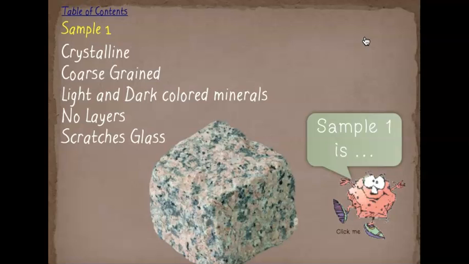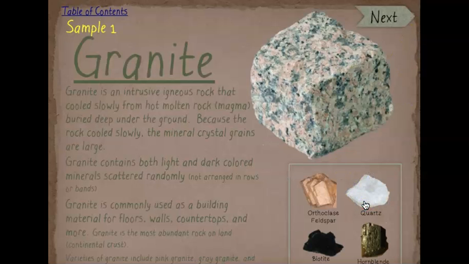So then I can click on sample number 1 is, and it will tell me what that sample is. This sample is granite. Granite is an intrusive igneous rock that cooled slowly from hot molten rock or magma. It is buried deep under the ground because the rock cooled slowly. The mineral crystal grains are large. Granite contains both light and dark colored minerals scattered randomly, meaning that they're not arranged in rows or bands.